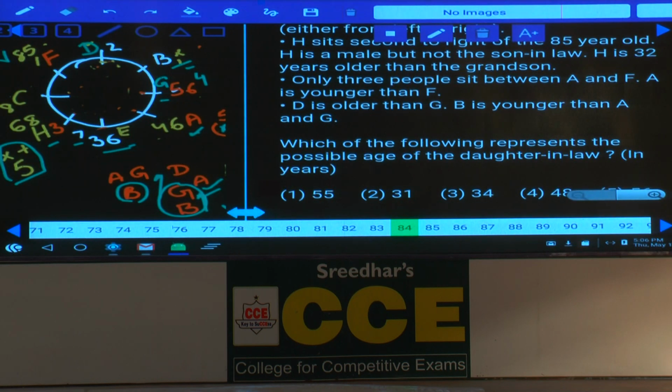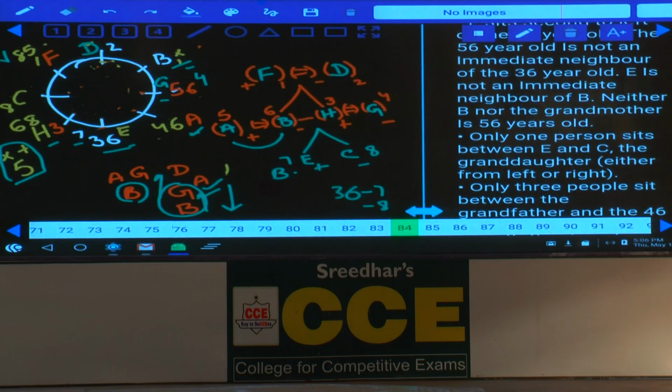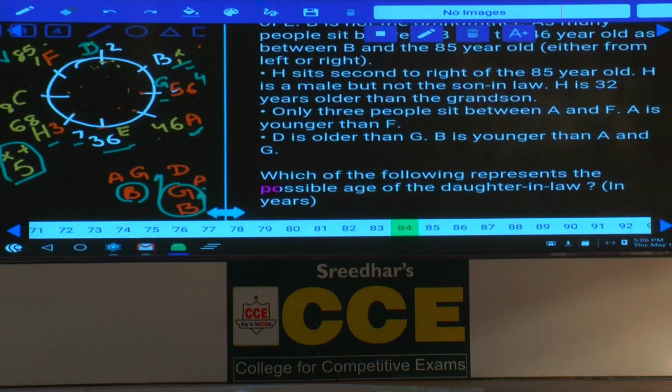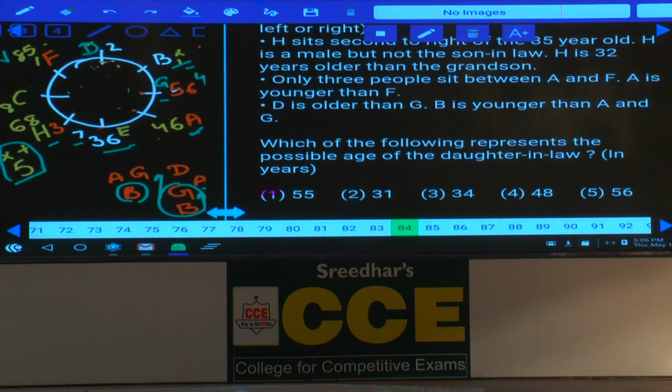The next one, question number 84. In this 84, which of the following represents the possible age of the daughter-in-law? Who is the daughter-in-law here? The son's wife, that is position number 4, that is G. And G is 56 years old. G is 56, that is choice 5.